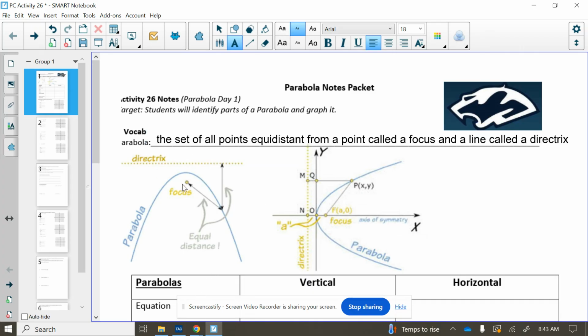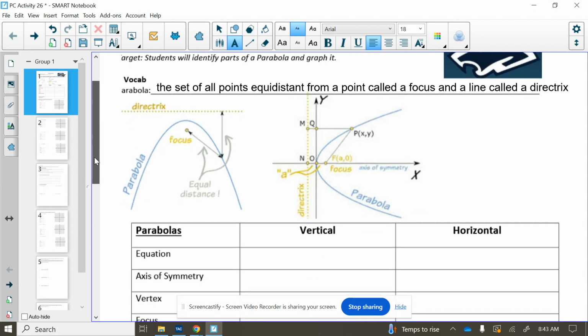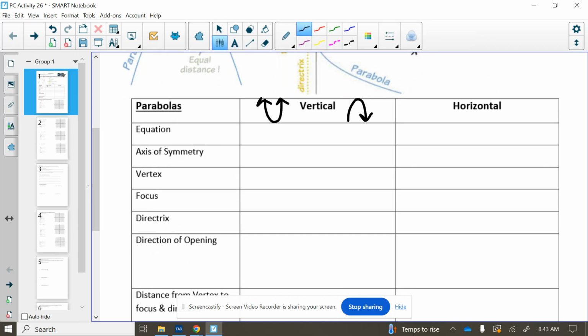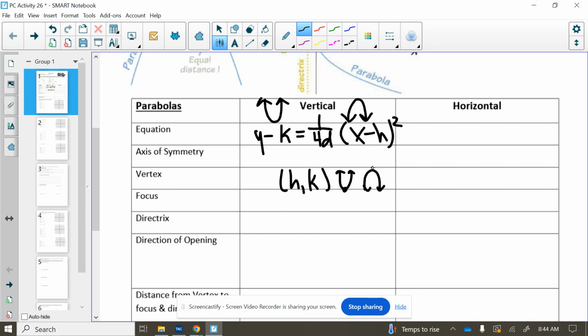We often see them opening up or down, and then we see them opening left or right. So when we are talking about our vertical parabolas, so again, think about these parabolas that are either opening up or they are opening down. Okay, they are going to involve our x value being squared. So we have y minus k equals 1 over 4d times x minus h quantity squared. And the h and the k are your vertex at the bottom here. Opening up, we would have the vertex here, opening down, we would have our vertex there, and it's our h comma k.